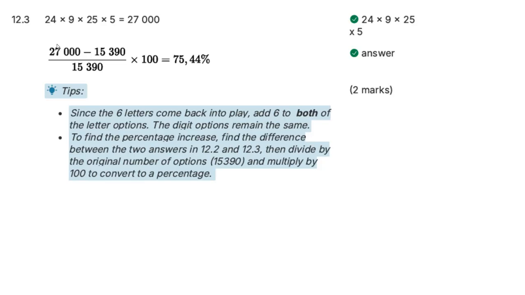Okay, we want to figure out the percentage increase. We take the big number minus the small number, divided by the original, this 15,390, times 100. That's how you get to a percentage. So it's the difference between the two answers. What percentage increase? You just find the increase, divide by that 15,390, times by 100, and there's your percentage. Okay, that's all the questions done.